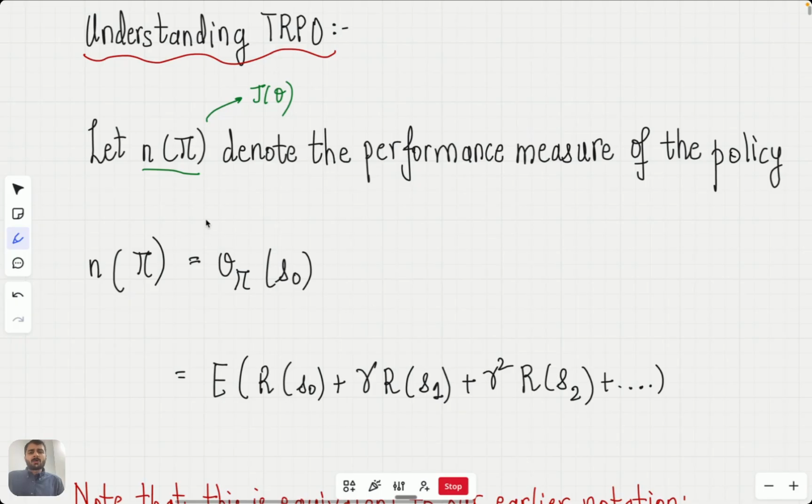And remember how j of theta was defined? It was defined as the cumulative expected rewards which the agent is going to get starting from the initial first state of the episode, which is denoted by S0. So essentially, what you do is that you add up all the rewards which the agent is going to receive in the future, and you take an expected value of them, which is the definition of the value function for a given state. So the only thing we have changed here from j of theta is n of pi.